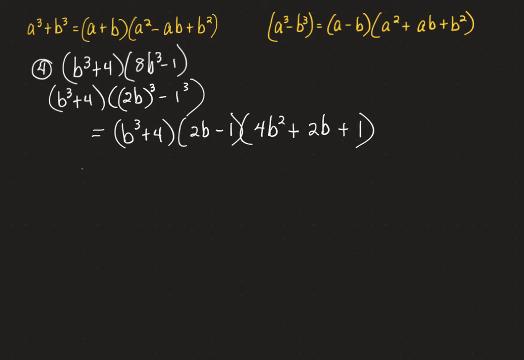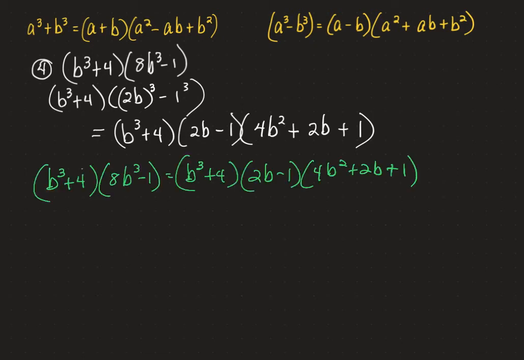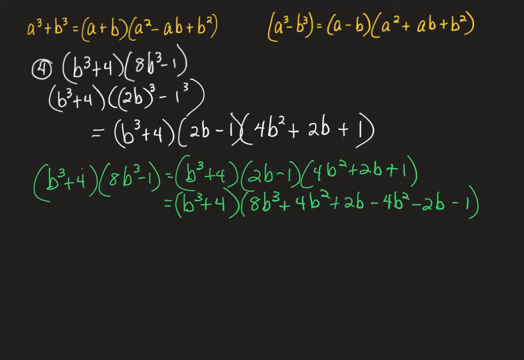I haven't been checking my work, so let's do that. I did not touch b cubed plus 4, so I'm going to leave it alone. I'm just going to put it here in parentheses, and then multiply the rest. And sure enough, 4b squared and negative 4b squared give me 0, plus 2b and minus 2b give me 0, and I'm back to the quantity b cubed plus 4 times the quantity 8b cubed minus 1.